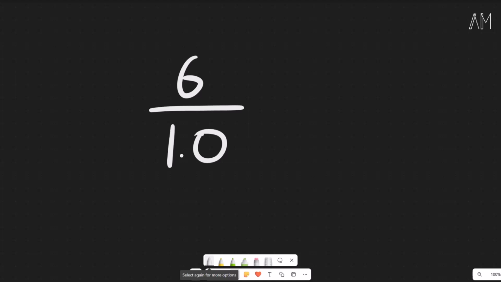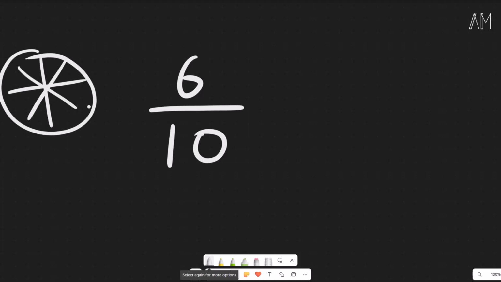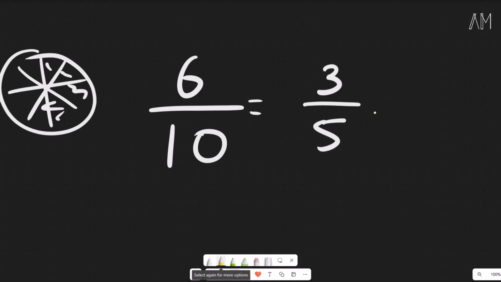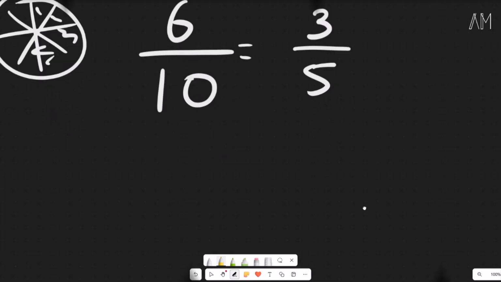Like here, when I say 6 out of 10, that means, let's say the pizza is cut into 10 pieces and I'm taking out only 6 pieces. I can simplify it and say, instead of 6 out of 10, I can simply say 3 out of 5. That means 3 pieces out of 5, which sounds simpler and easier to imagine. I can do that by multiplying or dividing the numerator and the denominator by the same number. Let's take a look at it.